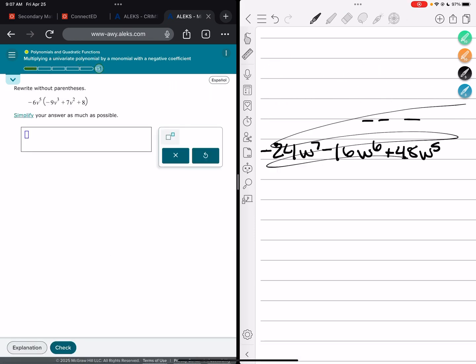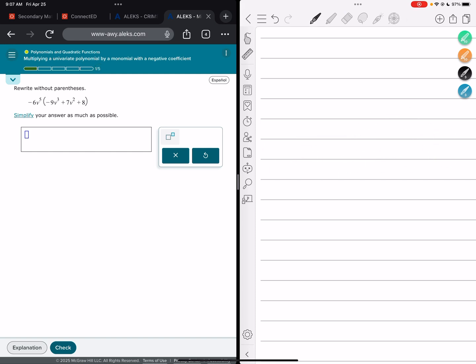So looking at this again, we can see I have negative 6v to the fifth times negative 9v cubed plus 7v squared plus 8. Okay, if I'm looking at this, I'm going to go negative 6 times negative 9, which is positive 54. v to the fifth times v cubed, add the exponents to get v to the eighth.